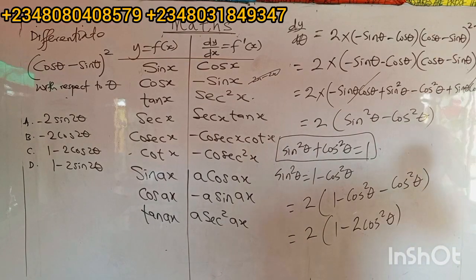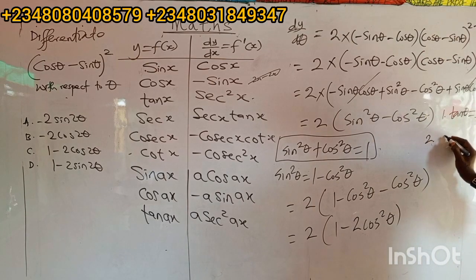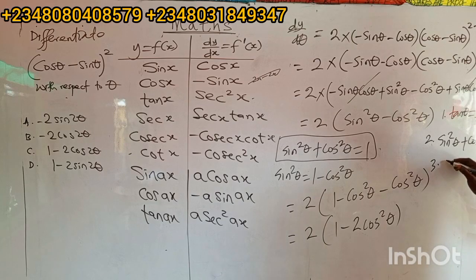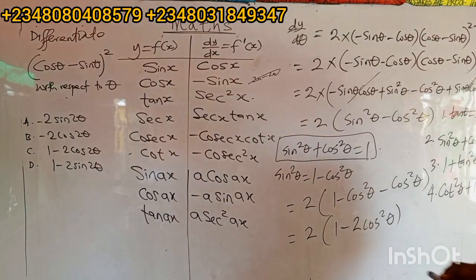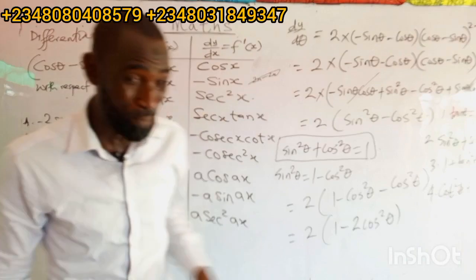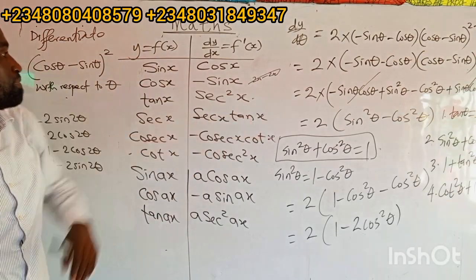I'm having 1. Let me write the basic identity out. The first one. Tan theta must give us sin theta all over cos theta. Then the second one. Sin square theta plus cos square theta will give us what now? 1. Then third one. 1 plus tan square theta equals to sec square theta. Then the fourth one. Cos square theta plus 1 is equals to what now? Cosec square theta. Class. We are going to learn plenty things in this video. Plenty things.